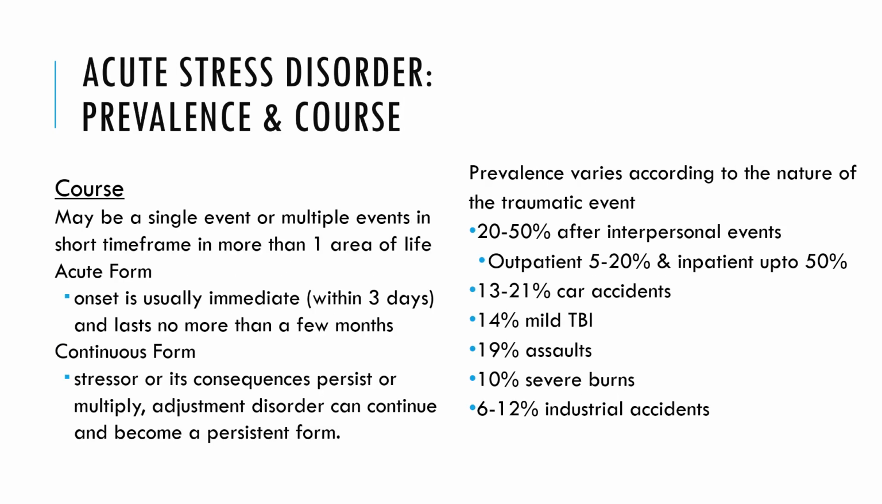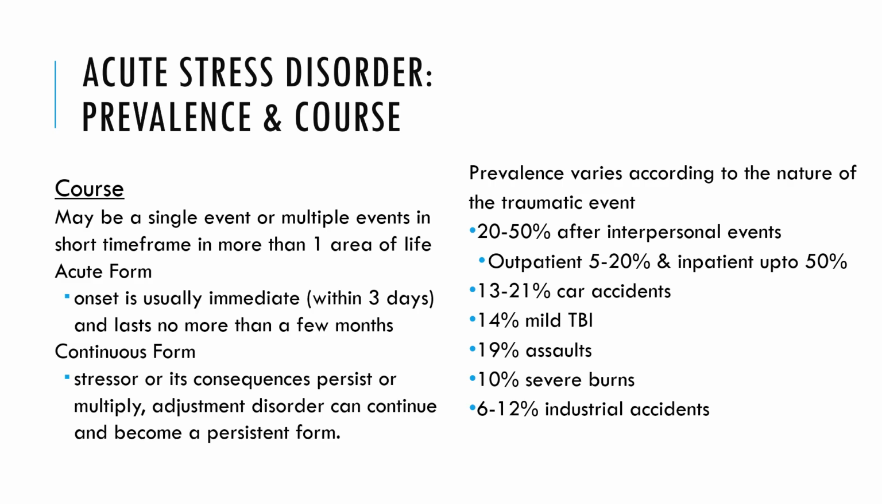Then the acute stress disorder prevalence and course. I do encourage you students to read the diagnostic and associated features in the DSM-5, pages 281 through 284. These pages, students, explain in more detail actual events and symptoms associated with both PTSD and ASD.